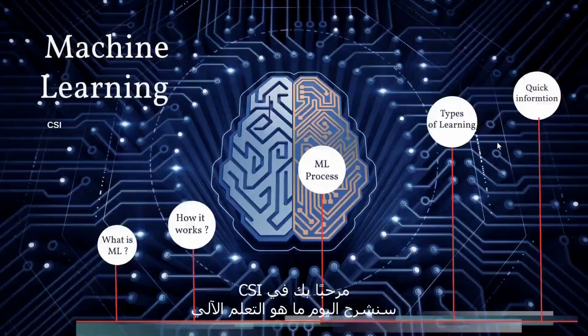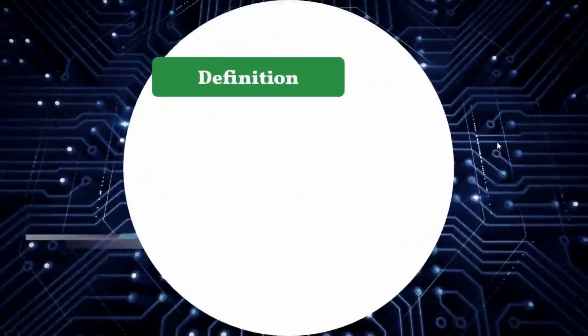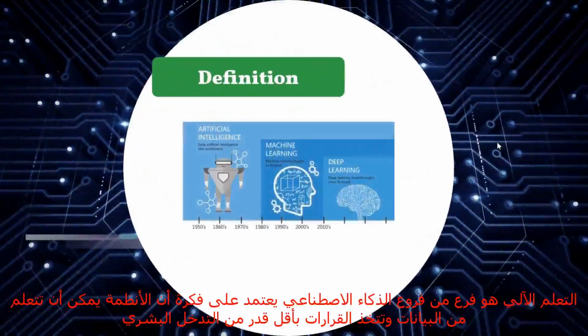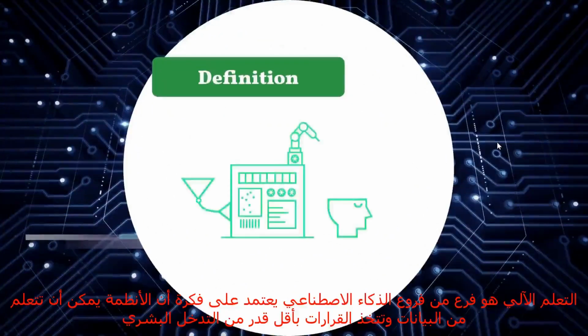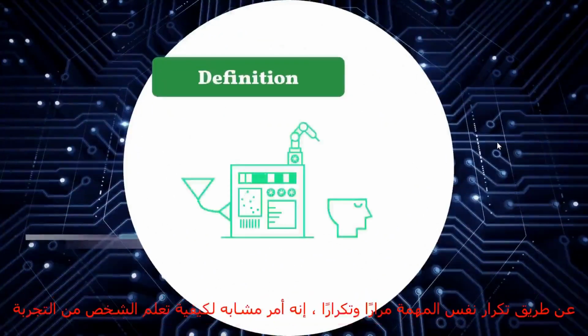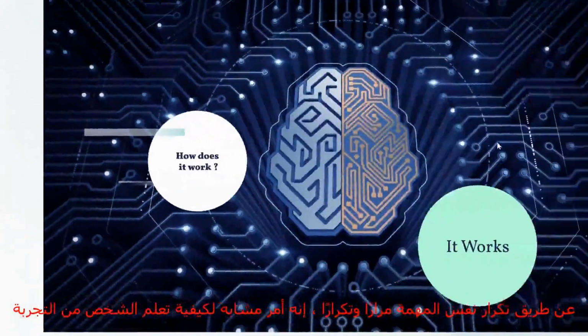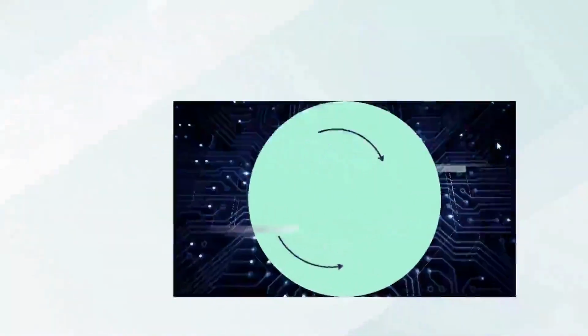In CSI. Today we are going to explain what is machine learning. Machine learning is a branch of artificial intelligence based on the idea that systems can learn from data and make decisions with minimal human intervention by repeating the same task over and over again. It's similar to how a person learns from experience. So here's how it works.